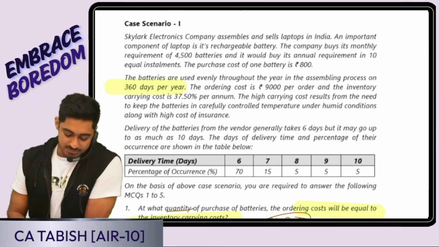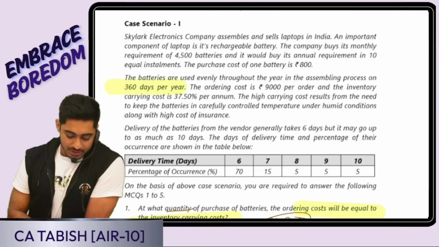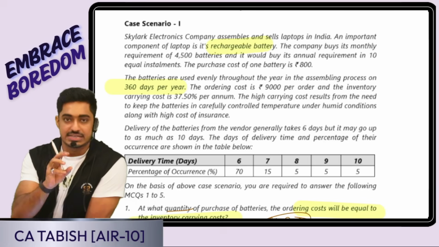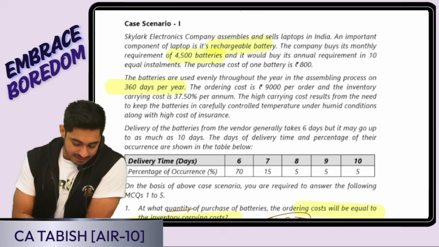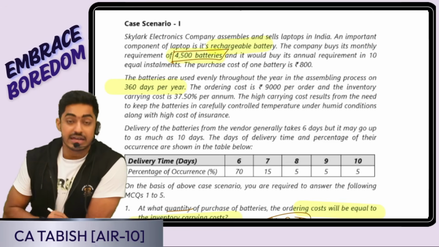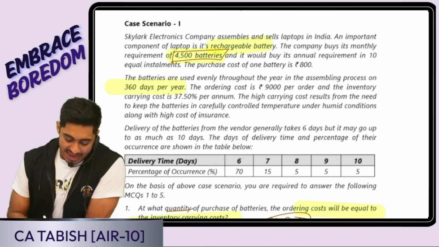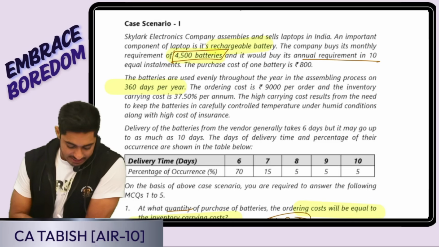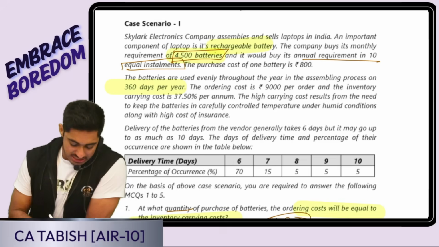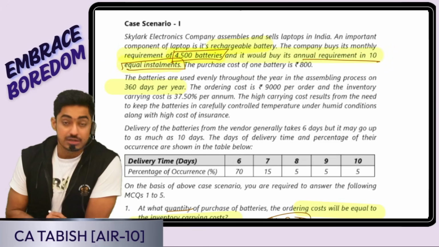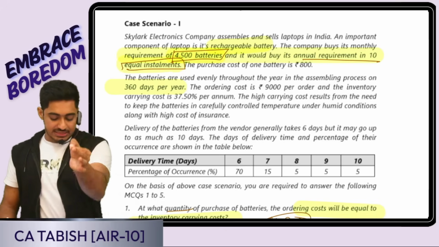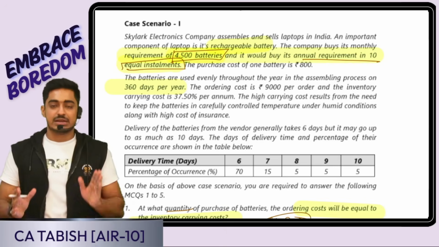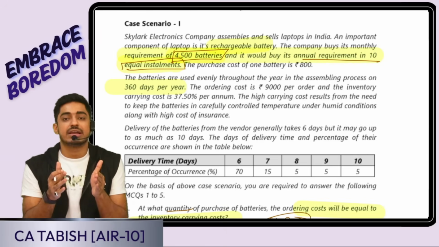Skylark Electronics company assembles and sells laptops in India. An important component for a laptop is its rechargeable battery. Okay, that is a raw material. The company buys its monthly requirement of 4,500 batteries. Tell me, in a month how many batteries are required? 4,500 batteries. And it would buy its annual requirement in 10 equal installments. Now this line is very beautifully written and will create a lot of confusion. What? First, the company buys its monthly requirement of 4,500 batteries. That means, tell me students, in 1 month how many batteries do I want?